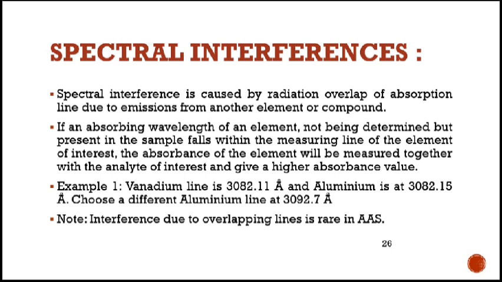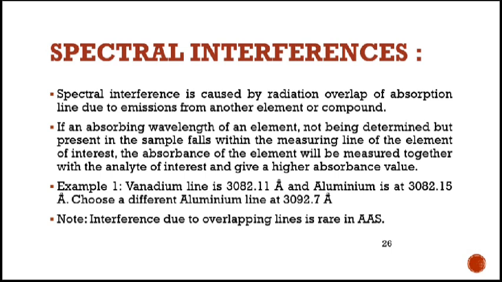Next is the spectral interferences. These are caused by radiation overlap of absorption lines due to emissions from another element or compound. If an absorbing wavelength of an element not being determined but present in the sample falls within the measuring line of the element of interest, the absorbance of that element will be measured together with the analyte of interest and give a higher absorbance value. For example, the vanadium line is at 3082.11 Angstrom and aluminium is at 3082.15 Angstrom. Choose a different aluminium line at 3092.7 Angstrom. Note: interference due to overlapping lines is rare in atomic absorption spectroscopy.